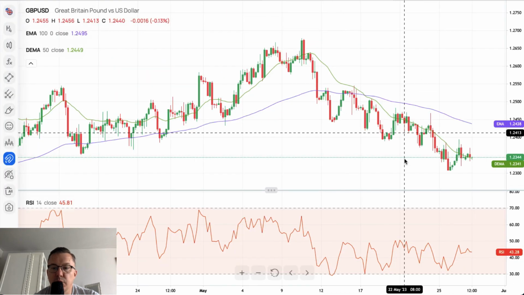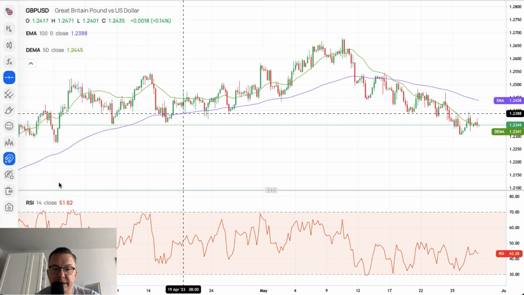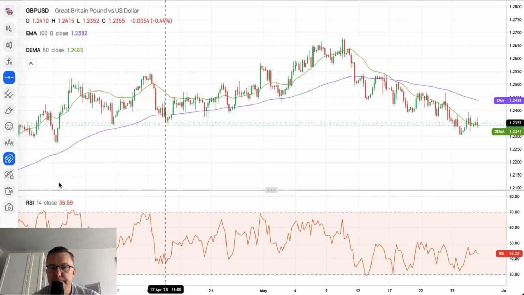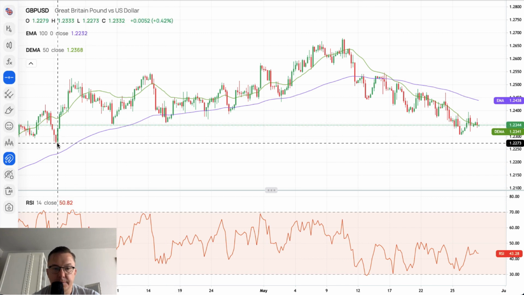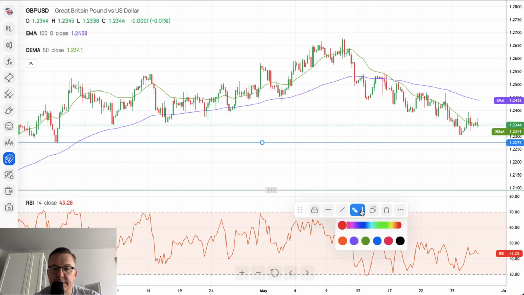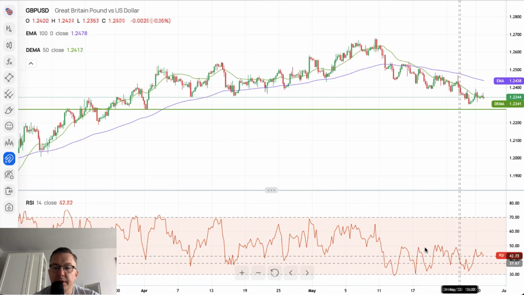Let's find out what's going on with the British pound. The situation with the British pound is quite similar to the euro dollar because this market is moving lower and lower. Recently we broke below 1.2352, and now, during this movement to the downside, we are approaching the next technical support, located at 1.2275. This is quite an important technical support. That might be tested soon.